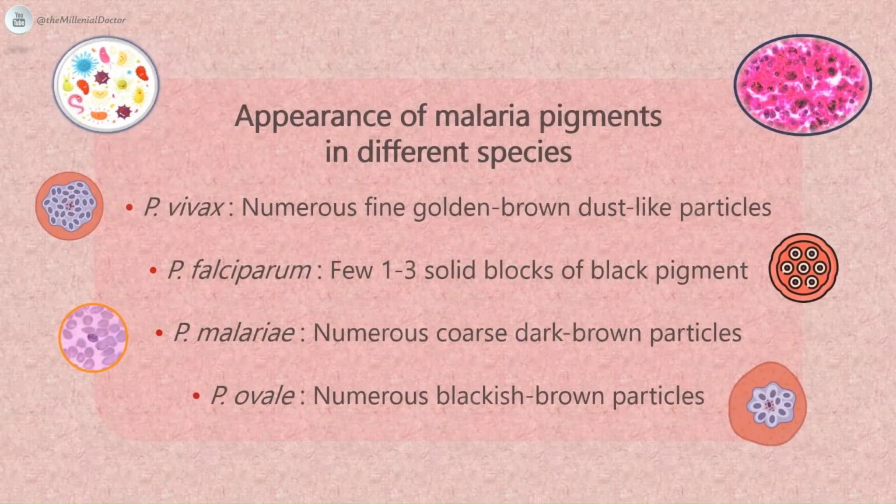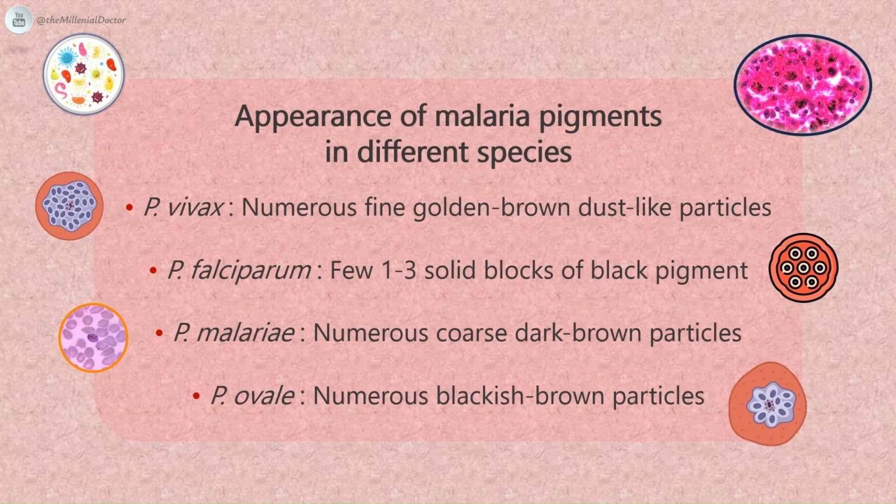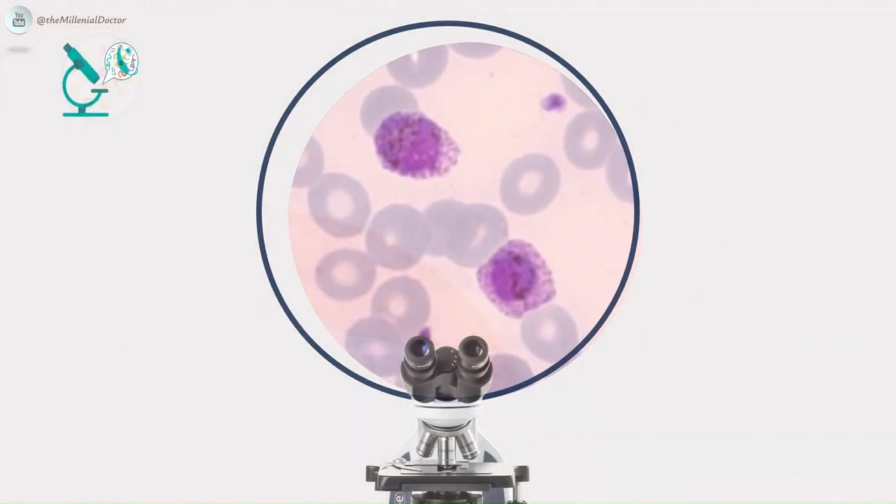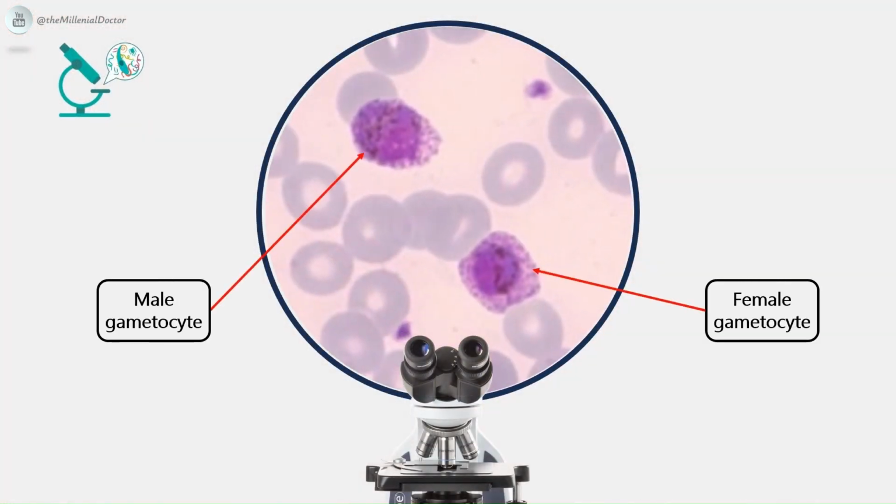Then the appearance of malaria pigments in different species. In Plasmodium vivax, they appear as numerous fine golden brown dust-like particles. In Plasmodium falciparum, they appear as few, 1 to 3, solid blocks of black pigment. In Plasmodium malariae, they appear as numerous coarse dark brown particles, and in Plasmodium ovale, they appear as numerous blackish brown particles. This is the male gametocyte and the female gametocyte when seen under a microscope after staining.